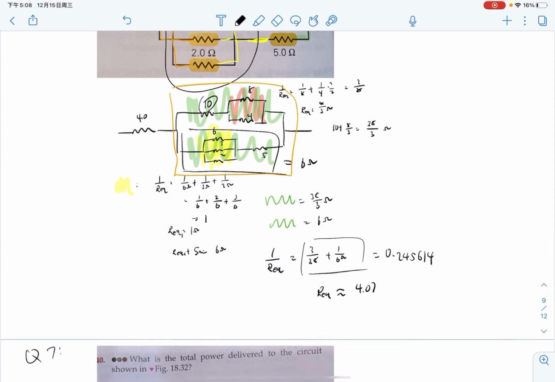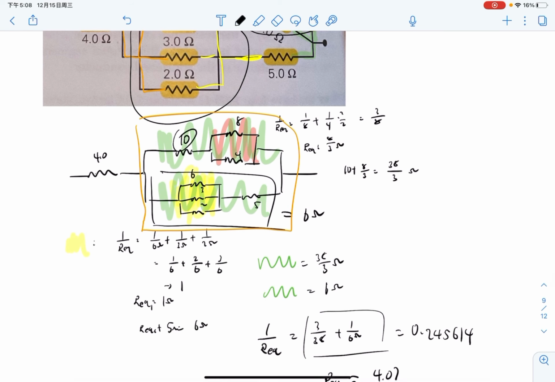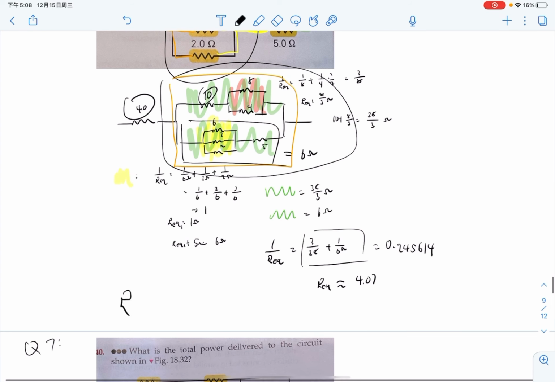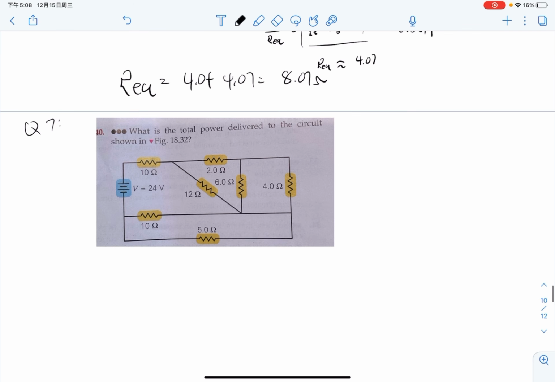And now, this and the orange part are in series. So the total or the overall equivalent resistance is equal to 4.0 plus 4.07, which is equal to 8.07 ohms. And now move on to question 7, which is to find the total power delivered to the circuit shown in this figure.